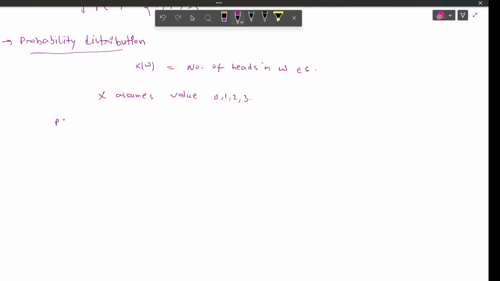So when we say probability of getting X equals 0, what does it mean? It means the probability of getting no head, that means all tails. This is 1 out of 8, so it is 1 by 8. Similarly, probability of X equals 1, that means probability of getting one head.